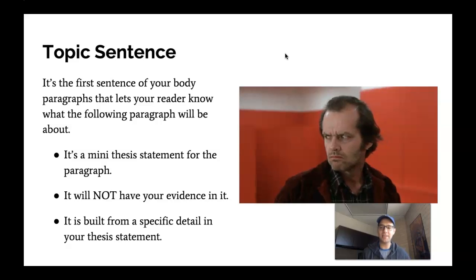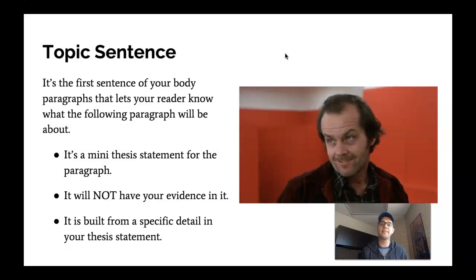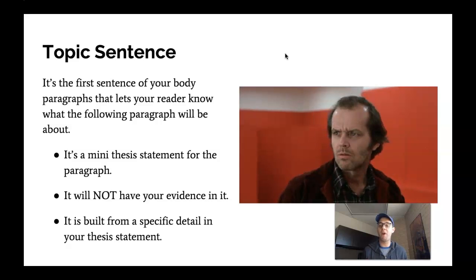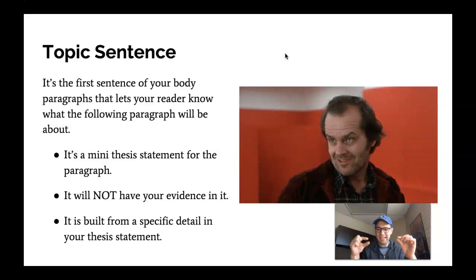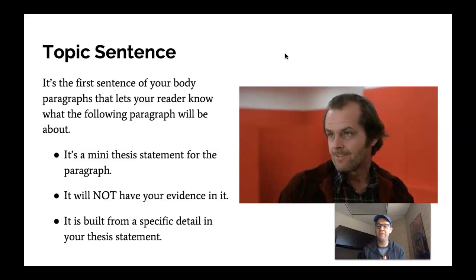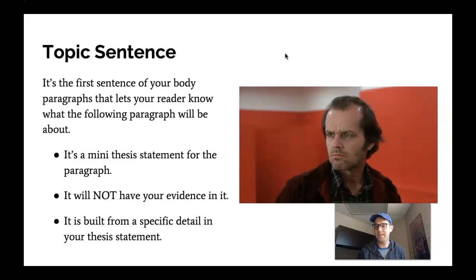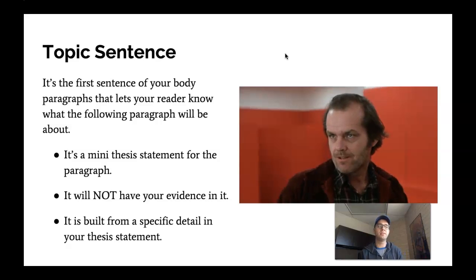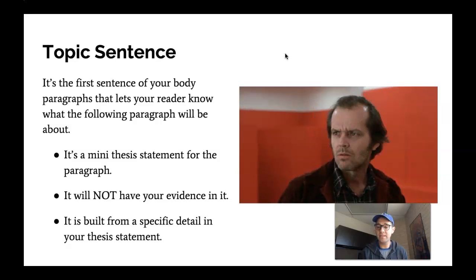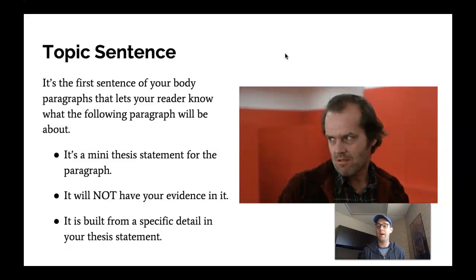Now, the topic sentence is going to be the first sentence in a body paragraph. And all the sentence is doing is letting your reader know what the following paragraph will be about. It's just that simple. It's almost like a little mini thesis statement for the body paragraph. It's going to lay out an argument. So lots of times students want to throw out a fact here, or if we're talking about a specific story, they want to use plot points for the first sentence. Don't do that. I want you to lay out an argument in that first sentence and then use the rest of the paragraph to unpack it.